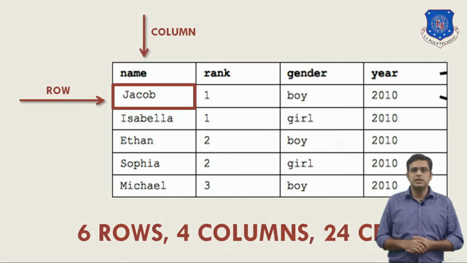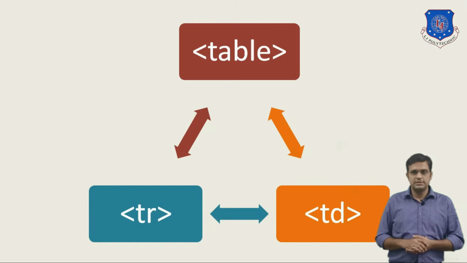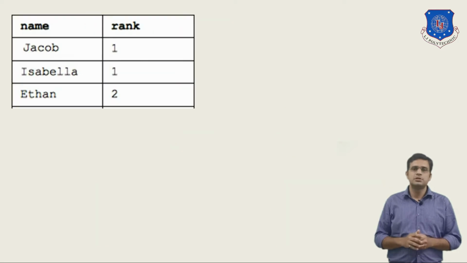Let us now see how we can create a table in HTML. To do this, mainly 3 tags are used: table, tr and td. Let's now consider a sample table and understand the tags to create it. Suppose we want to create this table with 4 rows and 2 columns.